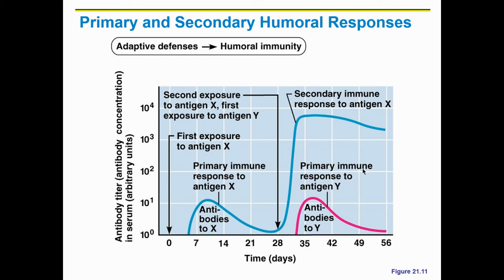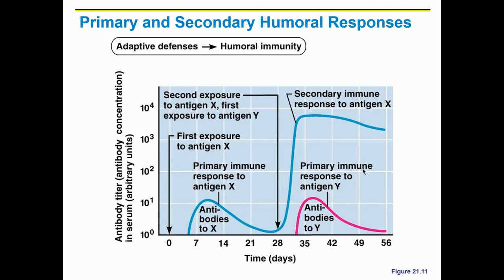Look at this person, though. Not only were they exposed to antigen X on day 28, they were also exposed to antigen Y, the red line. And Y was a brand new antigen for them. So look, they had to go through the primary immune response to Y, just like we did the primary immune response to X. And so there's this lag time of about 5 or 6 days. It takes about 10 days to reach maximum antibody production, and then it declines very quickly.